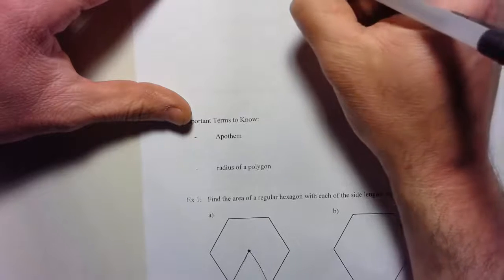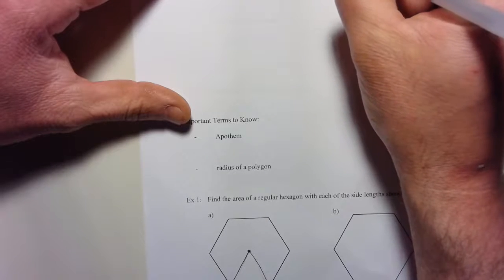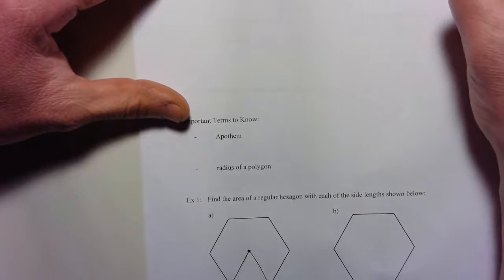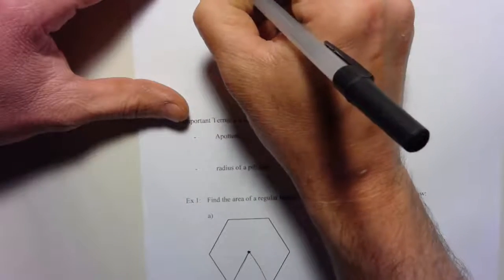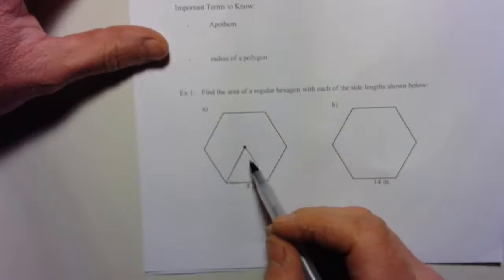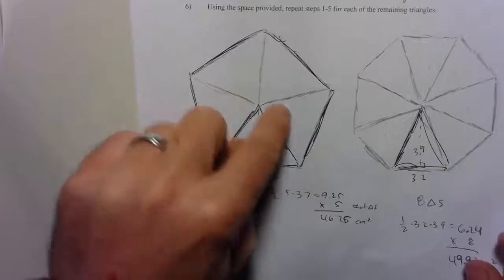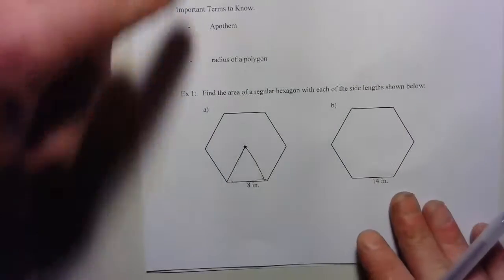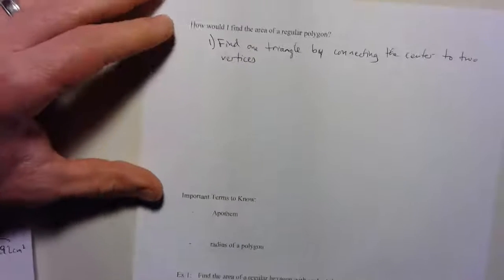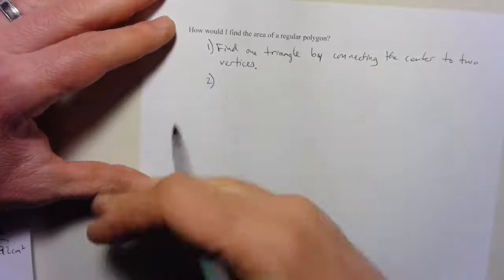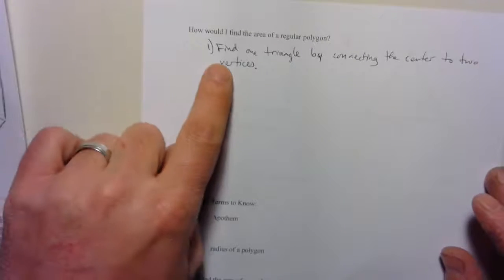Okay? So find one triangle by connecting the center to 2 vertices. Okay? We connected the center to 2 vertices. So it looks exactly like these other examples. We get that triangle that we have right there. So hopefully that makes sense because we just built those triangles in the other ones. Find one triangle by connecting the center to the 2 vertices. If you need more time to copy, just hit the pause button, and then you can jump right in.